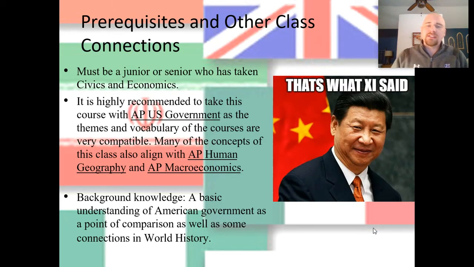So, what sort of connections does this have with other classes? If you want to take this class, you have to be a junior or senior, and have taken civics and economics, because some of those government concepts are a good foundation. If you want to pair this with another class, I'd recommend AP US History or AP US Government, because there's a lot of connections there. But also some of the vocabulary and concepts will connect with AP Human Geography and AP Macroeconomics. If you don't know anything about those countries, it's really okay. You don't need to have a lot of background knowledge with them. But I do think it's really important to have an understanding of some of the basics of functioning of American government and perhaps some connections with world history to frame some of these things.